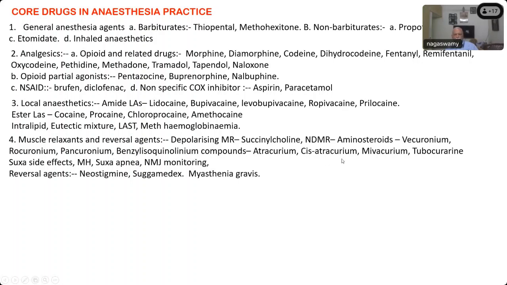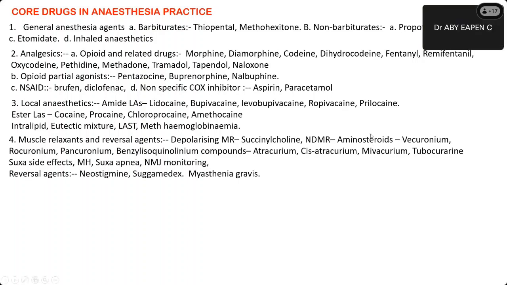atracurium or cisatracurium? Okay. So, the classification of muscle relaxants. How can you classify the muscle relaxants? Based on the duration of action, based on the structural component, and based on depolarizing and non-depolarizing agents, mechanism of action. Very good. So these are all the things.